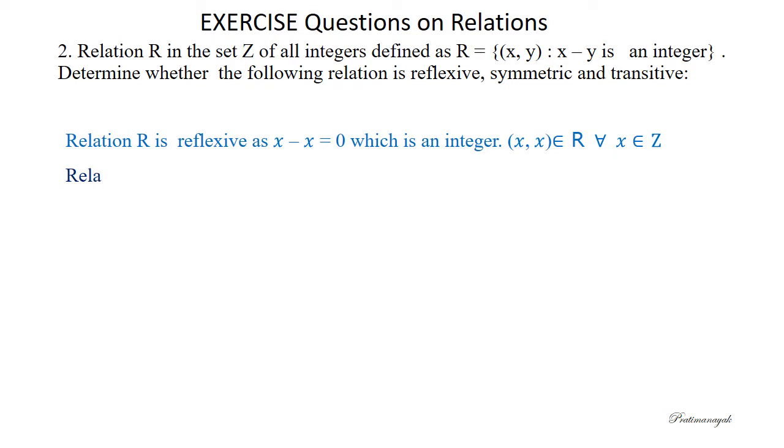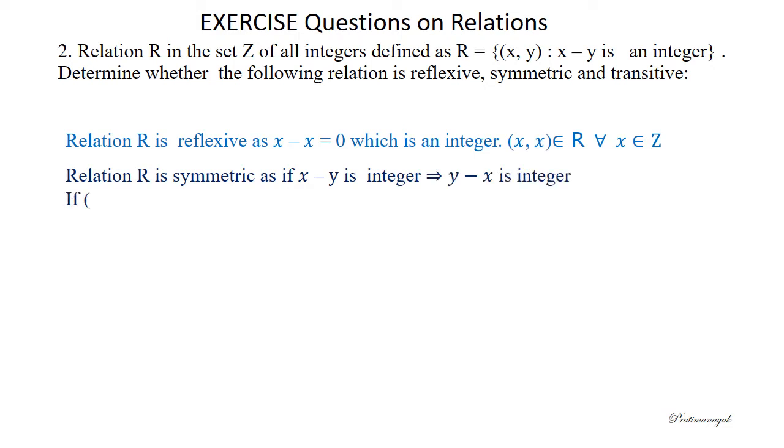Now, relation R is symmetric. If x - y is an integer, this implies that y - x is also an integer. So, if (x, y) belongs to R, this implies that (y, x) also belongs to R for all x, y belongs to set of integers.